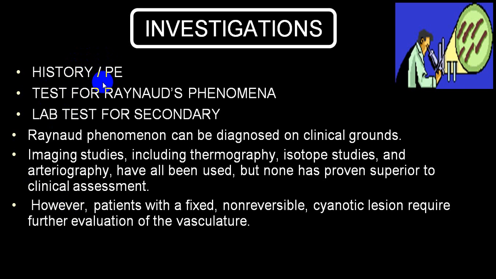Most important is history and physical examination. The simplest test for Raynaud's phenomena is to ask the person to dip the hand in ice cold water for 5 minutes. A person who has positive Raynaud's phenomena will have fingertips becoming blue, cyanosed, and the person will start complaining of tingling, numbness, and pain. And when you ask them to dip in warm water, the spasm is relieved, cyanosis will disappear, and the person will have redness. For a short period, the person will complain of throbbing pain, a little tingling, numbness, and then it will disappear.